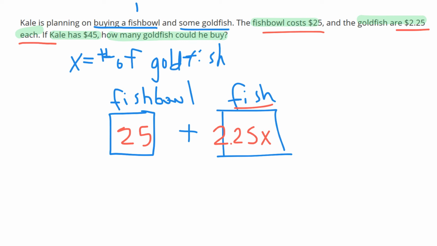Now, both of those added together represents the total amount he's spending. But we know at the most he can spend is 45 bucks. So I'm going to say this whole thing has to be less than or equal to $45. Now, if we go ahead and solve this inequality, we'll figure out the value of x, the number of goldfish that he could buy.